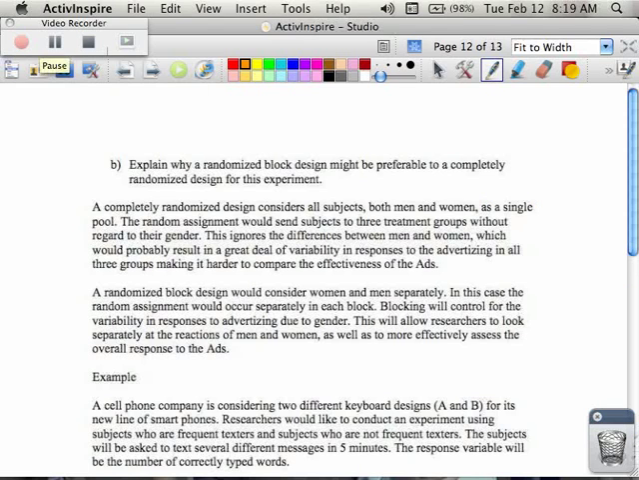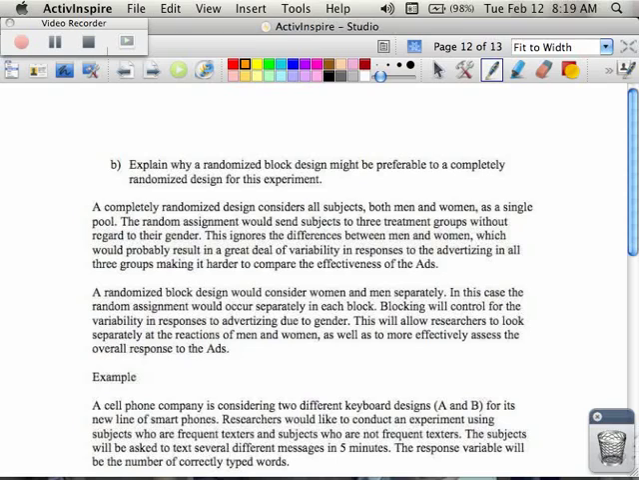Okay, so in this next part, they oftentimes explain why this randomized block is a good design, rather than doing just a completely random kind of thing, with males and females mixed in. When you consider both subjects, men and women, if it's just completely randomized, in one single pool, that random assignment would send them to the 3 treatment groups without regard to their gender, and that is going to ignore the differences between men and women. So if you're trying to figure out how men and women react differently, that might confound what you're trying to find.